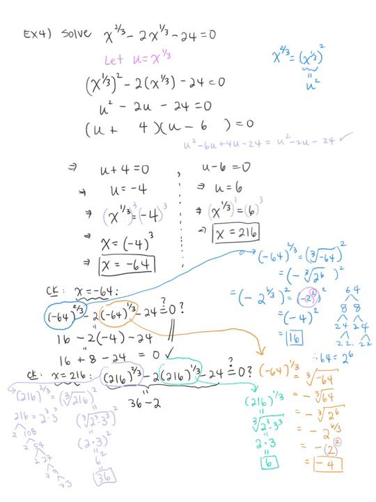Okay, so let's plug that in. So now we have 36 minus 2 times 6, and then minus the 24. So now we have 36 minus 12 minus the 24. And 36 minus 12 is 24. Yes, and then minus 24 gives us 0, which checks out with this 0. Good. All right, so therefore, our solution set is negative 64 and 216. We get to keep them both. So let's box that for the answer.